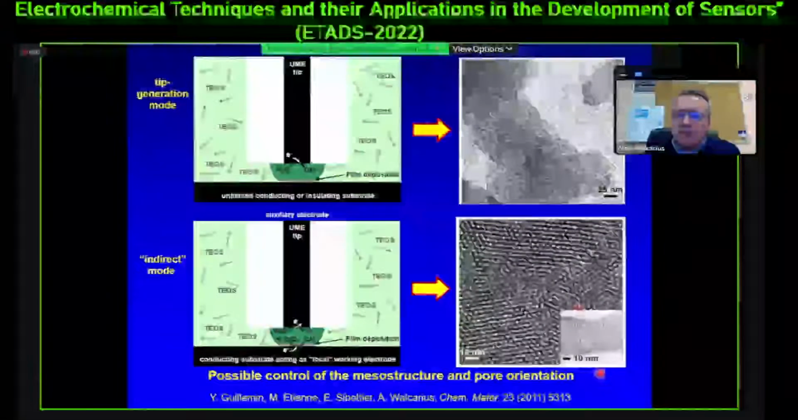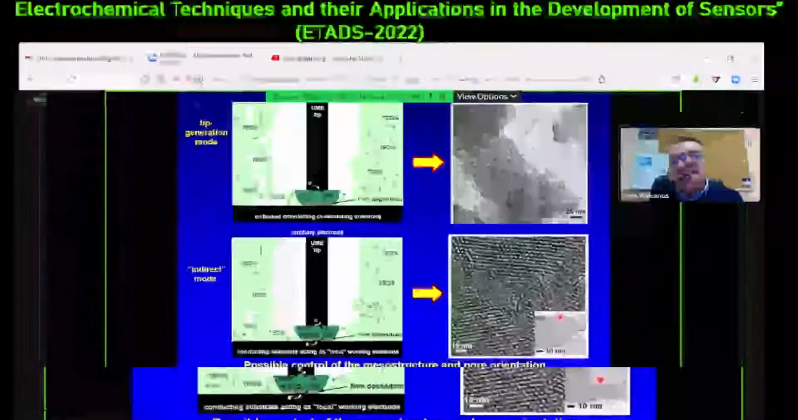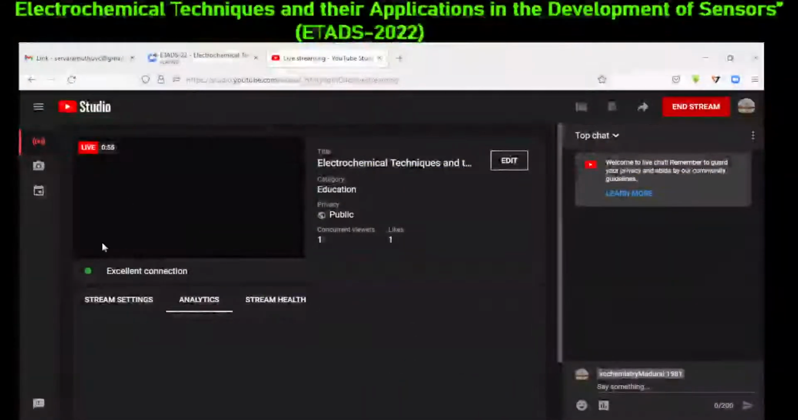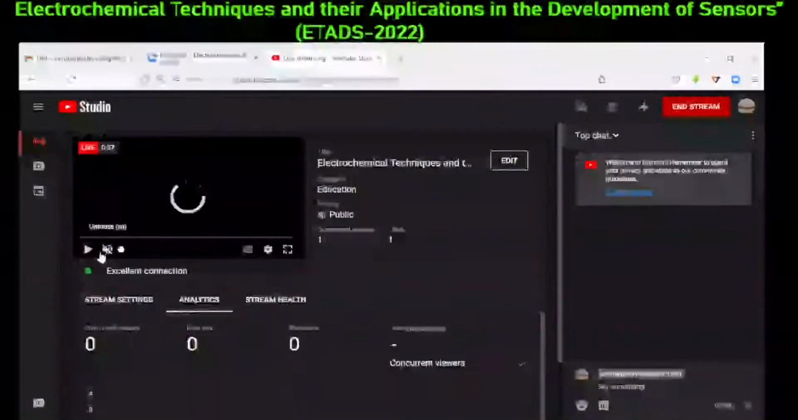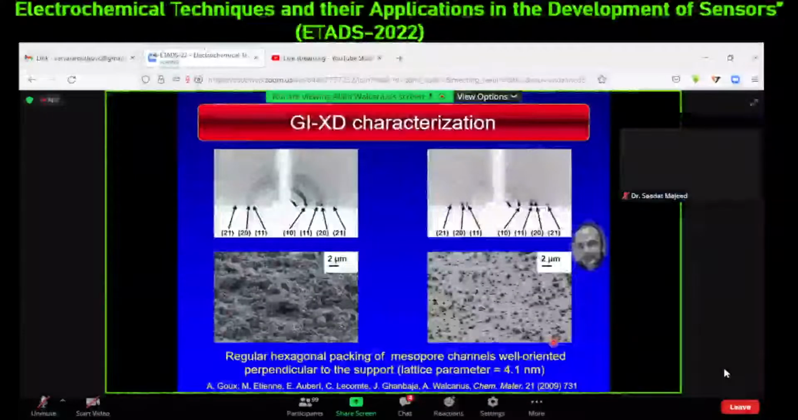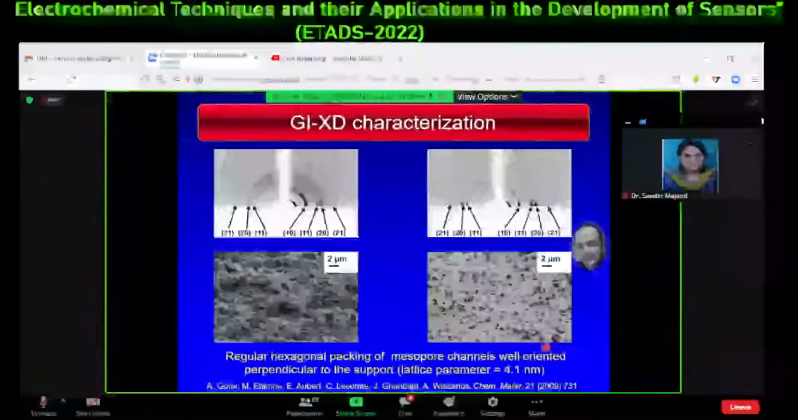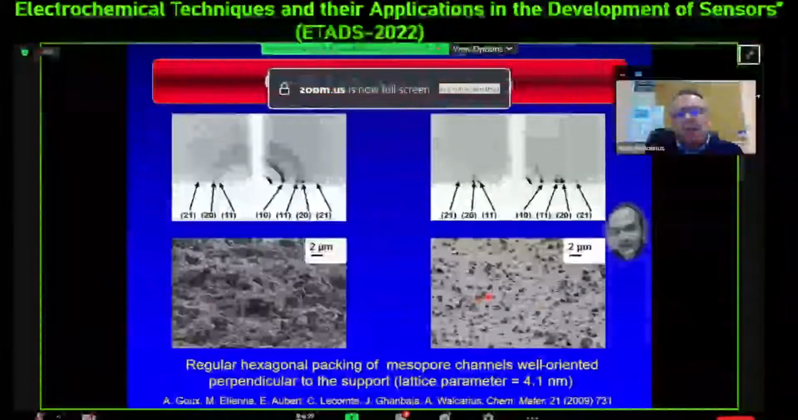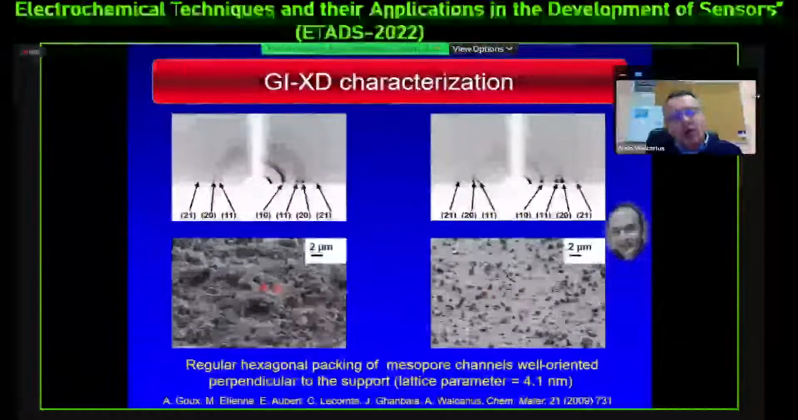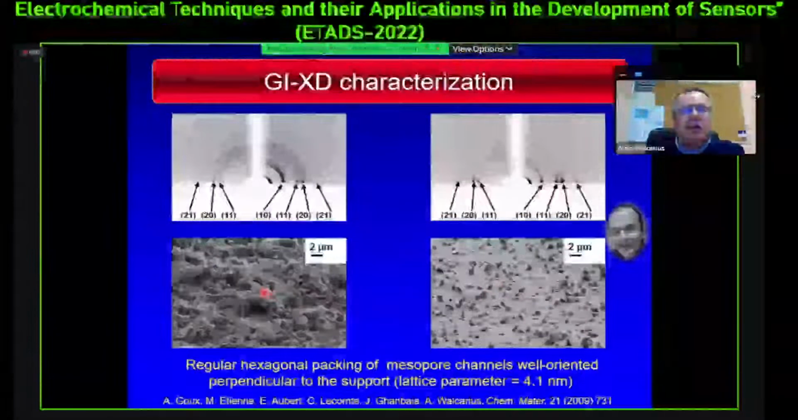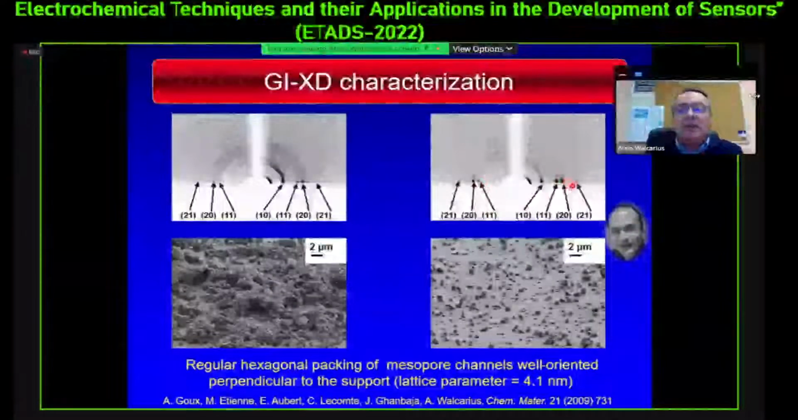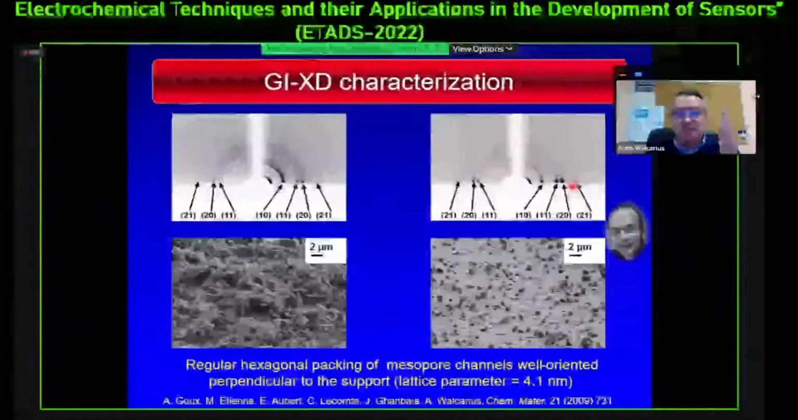Now that we know that the orientation is vertical, it is not really surprising that the classical Bragg-Brentano XRD characterization did not give any interesting result, and we need to use another technique, which is grazing incidence XRD analysis. And in that case, indeed, we observe, for exactly the same deposit as previously, before and after removal of the aggregates, the classical spots of the hexagonal deposit vertically aligned.